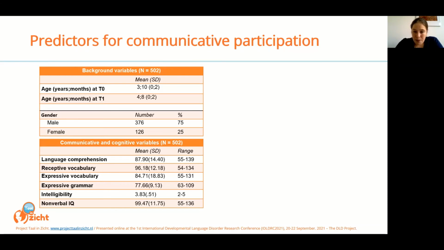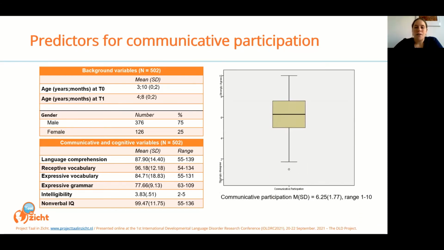As for communicative participation, you see the division of scores here. The mean score at communicative participation was about 6. And this questionnaire included items like, my child can communicate independently with unfamiliar adults, or my child can communicate independently with other children and peers. And then the parents had to fill out whether they strongly disagreed or strongly agreed and anything in between, right?